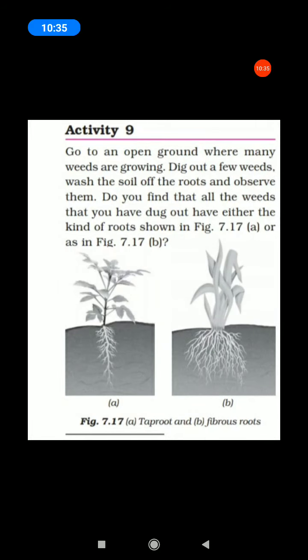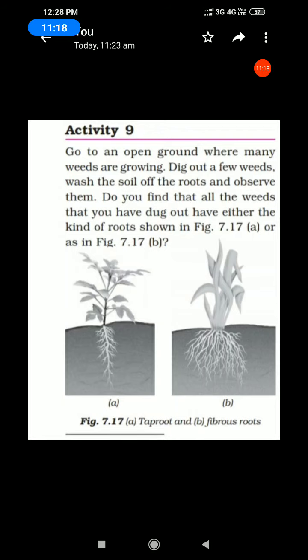Now we will discuss activity 9, page number 58. Go to an open ground where many wild plants are growing. Dig out a few, wash the soil off the roots and observe them. Do you find that all of them have either the kind of roots shown in picture 7.17, picture A and B? Picture A, taproot. Picture B, fibrous root. See the picture on page number 59.